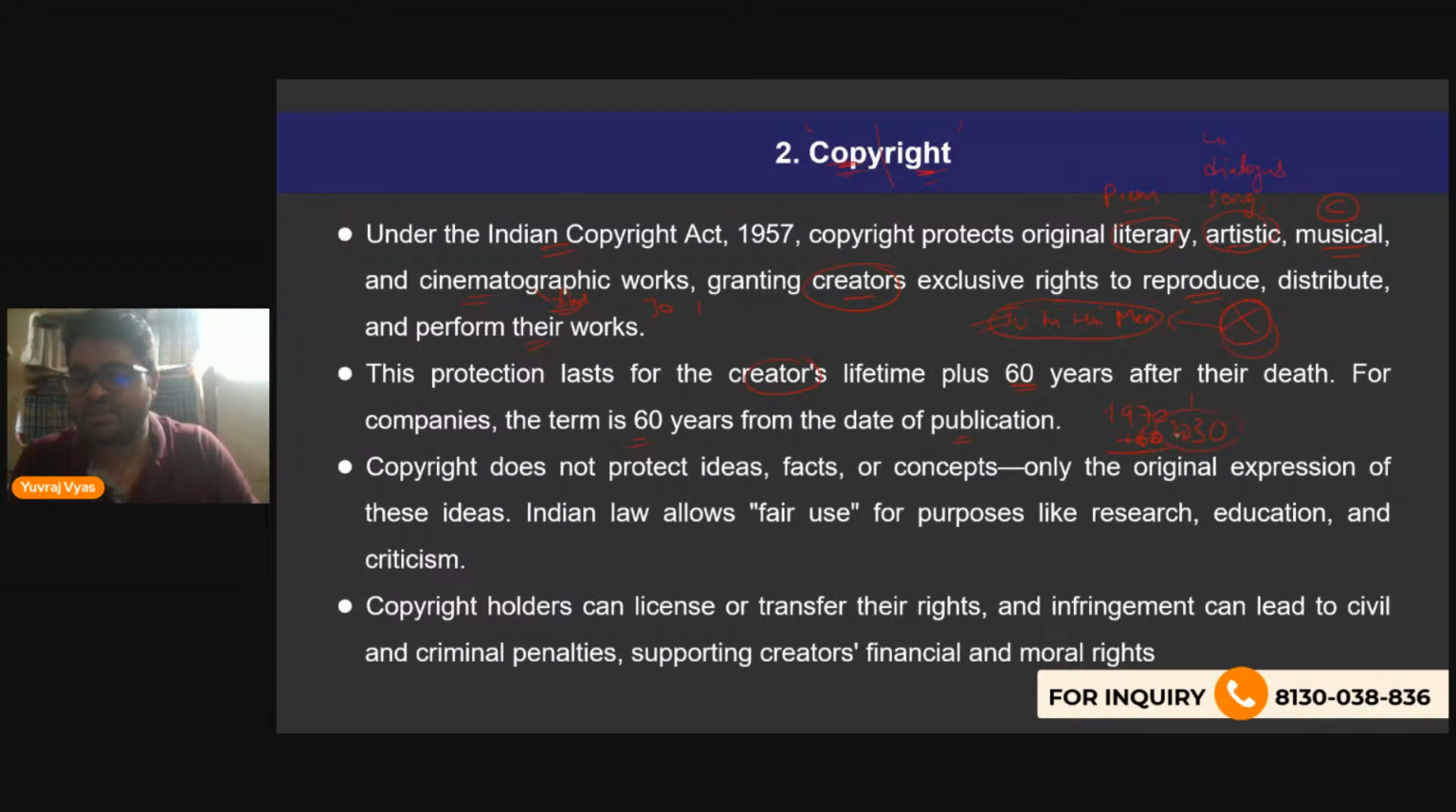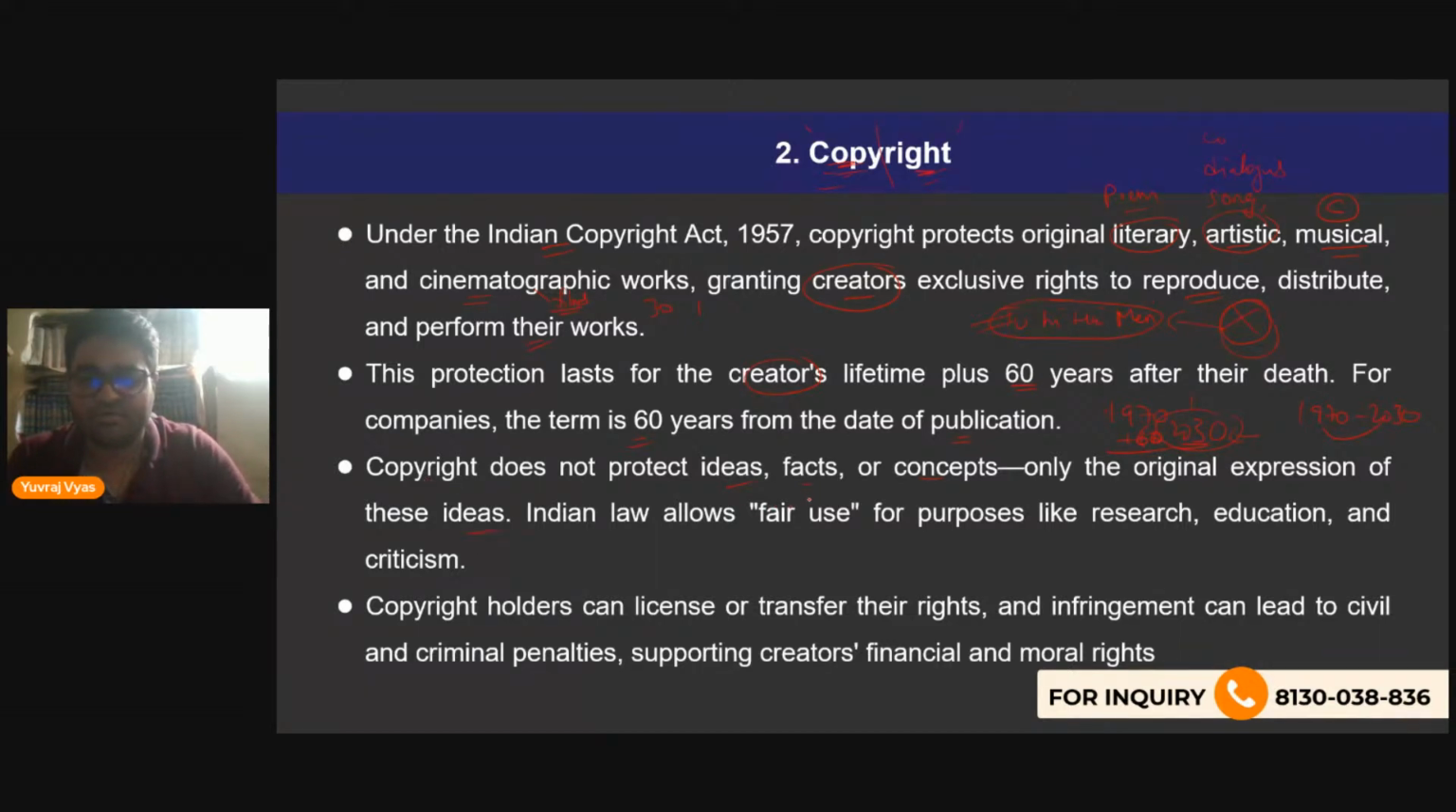2030. Okay, so anytime after 2030, the movie or the song or whichever literary or artistic work can be publicized or you can use it, as the copyright will end. But if you do it before, from 1970 to 2030, this is the 60-year period that the company is getting. If you use it during this time, if you copy it, then the company can file a case of copyright violation against you. Copyright does not protect ideas, facts, or concepts, only the original expression of these ideas.